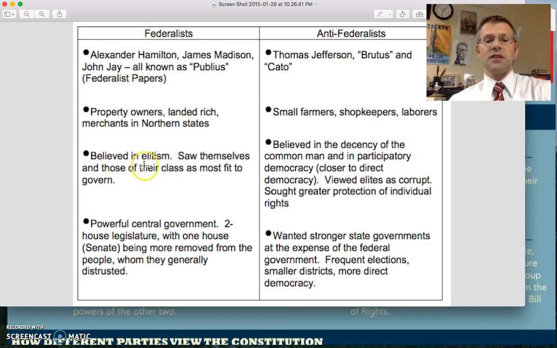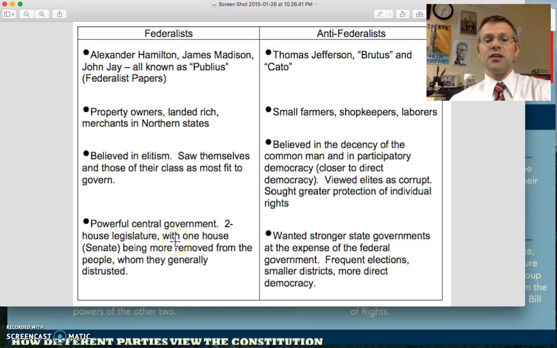They saw themselves as sort of an elite, and they thought that their class or their group of people was the most fit to govern, that they had the education, the experience, and sometimes some people would even say the morality to govern wisely, right? That and they wanted a powerful central government. They were arguing for a system close to what's shown in the Constitution.